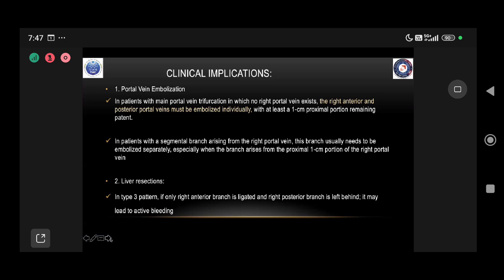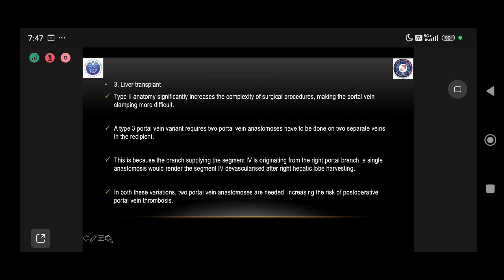Again, in liver resections, if you have a type 3 pattern and you have ligated only the anterior branch, the posterior is left behind, and it may not be completely devascularized, and this may lead to troublesome bleeding during surgery. Complexity of transplant obviously increases because it's difficult to clamp. If you have a type 3 portal vein, you will require 2 portal vein anastomoses. This increases the time and the chance of postoperative portal vein thrombus.